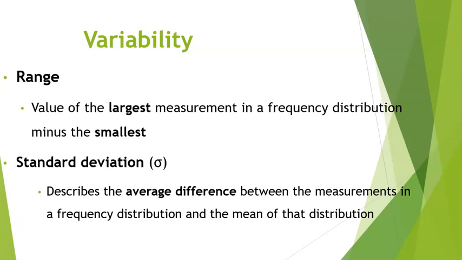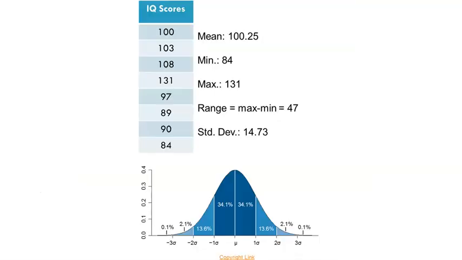And the standard deviation is pretty good at describing the variability. So that's what we use the most. So this is just an example of, say, IQ scores. Remember, this would be our frequency distribution. The number in the middle would be our mean. The minimum would be over here on the left side. The maximum's over on the right side. So our range would be the maximum minus the minimum.